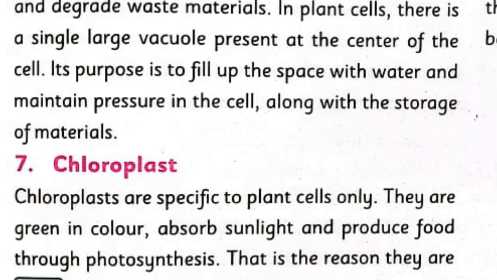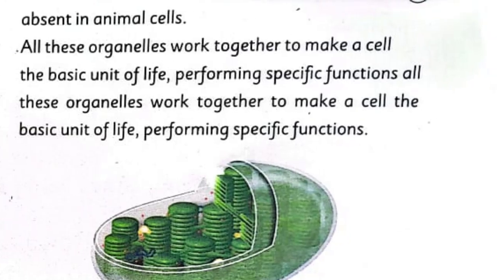7. Chloroplast. Chloroplasts are specific to plant cells only. They are green in color, absorb sunlight and produce food through photosynthesis. That is the reason they are absent in animal cells. All these organelles work together to make a cell the basic unit of life, performing specific functions.